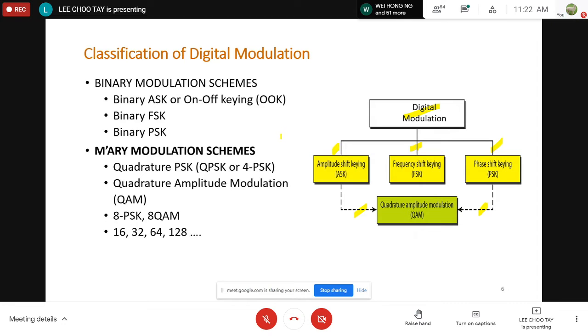In addition to these three basic ones, ASK, FSK, and PSK, we can have many levels. The most basic one is binary, which is just 1 and 0. Later on, I'm going to study the M-ary modulation schemes, meaning we have more than 2 levels, not just 1 and 0. We're going to look at quadrature PSK, or QPSK, and also QAM. From there, it should be easy for you to understand the 8 level, 16 level, 32 level, and so on.